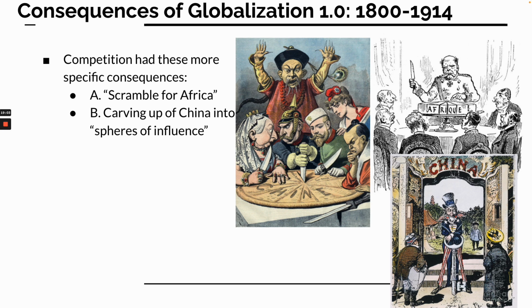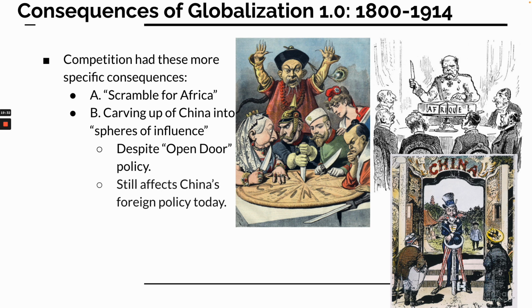Also, carving up China into what were called spheres of influence. That's symbolized by that cutting of what looks like a pie. Actually, it looks more like a pizza. By the European powers. And this was despite that open door policy that we've talked about, where the U.S. and to a lesser extent Britain and Japan wanted to keep China open to everybody. And as we're going to see, this still affects China's foreign policy and the way it views the rest of the world today.